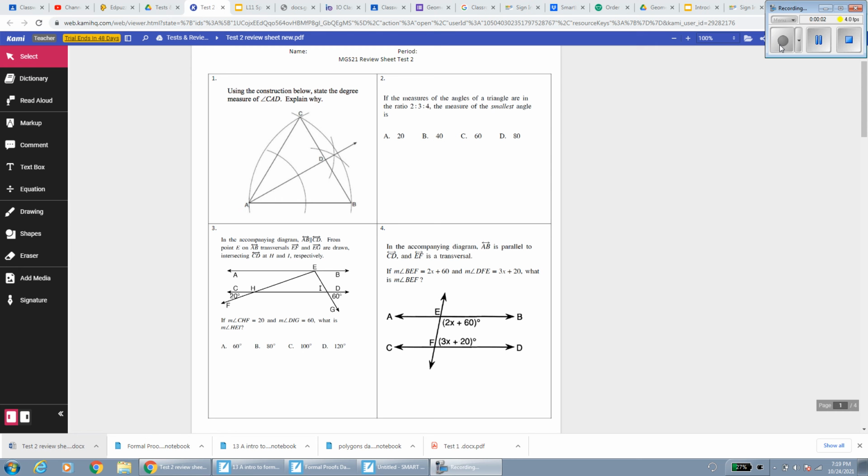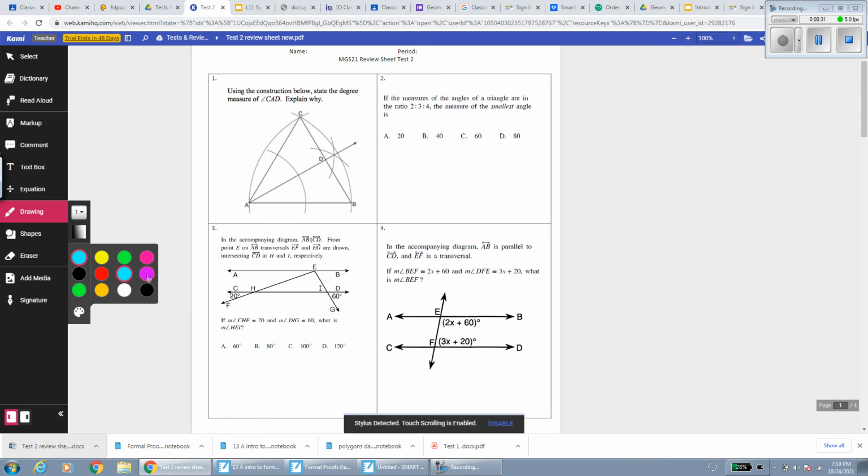Hi everybody, in this video we're going to go through the review sheet for test number 2. So question number 1 says using the construction below, state the degree measure of angle CAD in the triangle and explain why. So if you take a look at the construction marks for constructing the triangle, you'll notice that arcs of equal lengths were used to create the triangle, making the triangle an equilateral triangle.